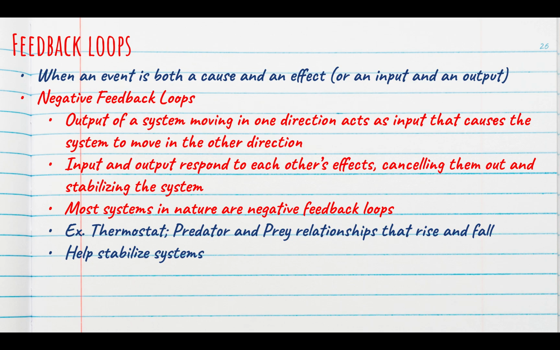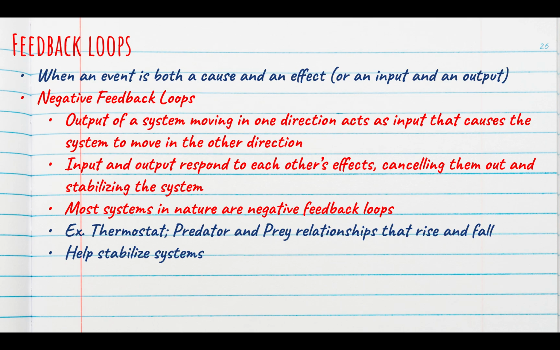Feedback loops. We have two different types of feedback loops. What a feedback loop is in general is what we were just talking about. So an input and an output. That's a feedback loop. You have one thing getting put into the system, one thing getting put back out. Negative feedback loops are probably the ones we're most familiar with.